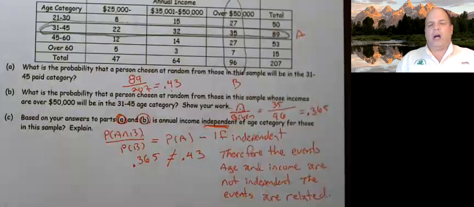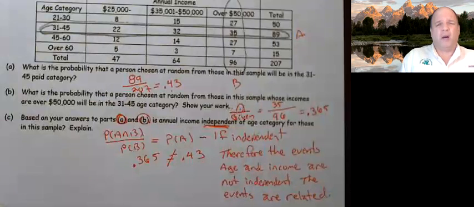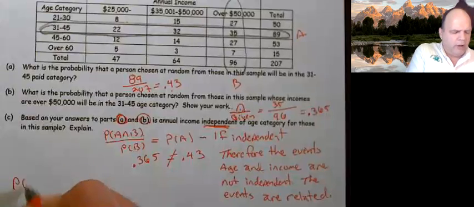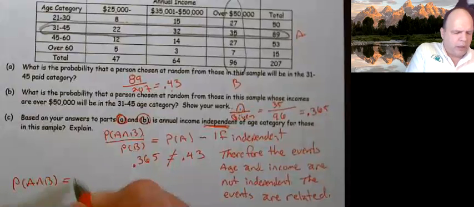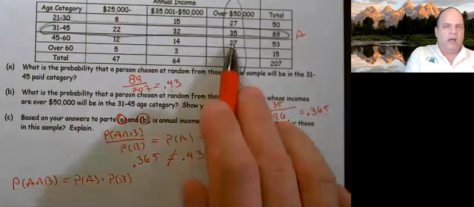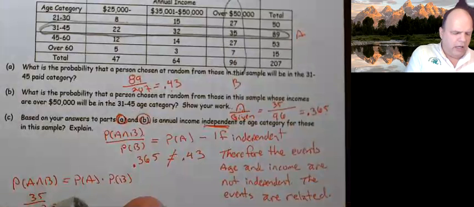Now, I recognize that conditional independence is difficult for some students, so I'm going to look at this in a way that would have gotten partial credit. As important as this is, you've got to know the multiplication rule. If I had approached it that way, I would have said the probability of A and B equals the probability of A times the probability of B. Well, the intersection would be 35 over 207. And then we have A is 89 over 207 times 96 over 207.